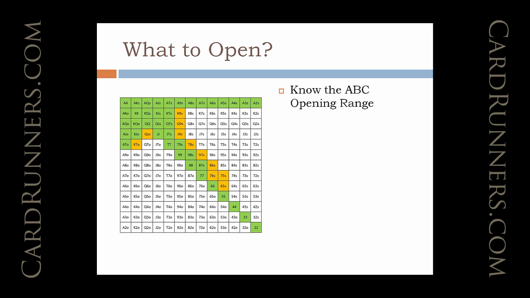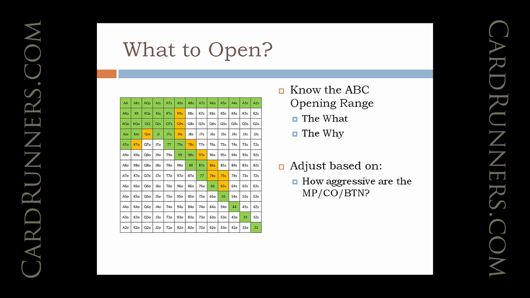ABC opening range, the green stuff I'm opening almost always from middle position. The orange stuff is situation dependent. So once again, you want to adjust based on how aggressive the middle position, cutoff and button are. If they're very aggressive, then you want to open a tighter range. If you have fish in the blinds, then you want to open a wider range.